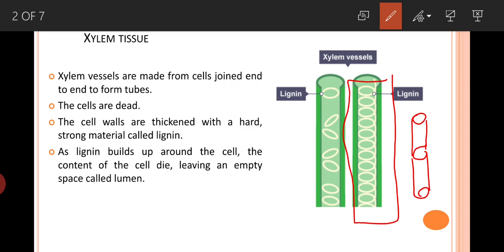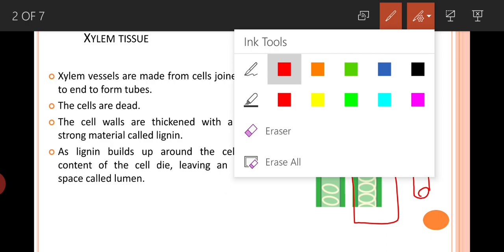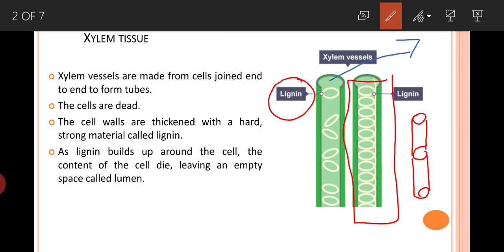The cells of the xylem tissue are dead cells, and the cell walls of the xylem vessel are covered with a strong material which is called lignin. At the moment that lignin covers or builds up around the cell, the content of the cell dies, leaving an empty space which is known as the lumen. So the empty space after the cell becomes dead is called the lumen.